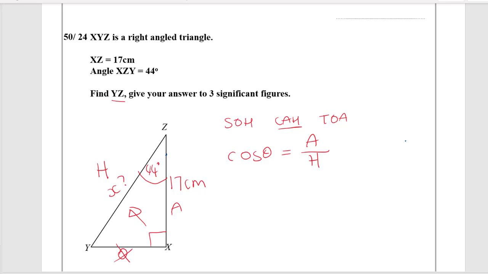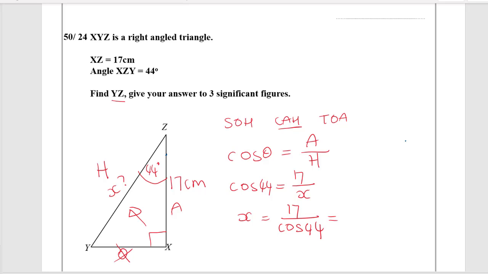Let's substitute the information in. So cos theta is 44 degrees. So let's put 44 degrees in there. A is 17, and H, we are finding H, which is X. Now when you get a calculation like this, what we can do is cross multiply or just swap X and cos 44. So X comes here, and then cos 44 goes where X was.